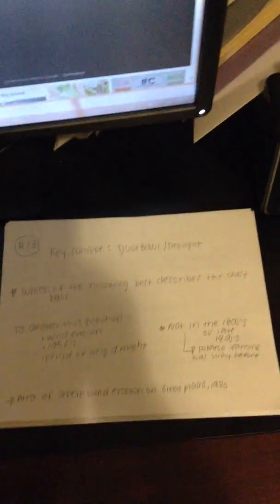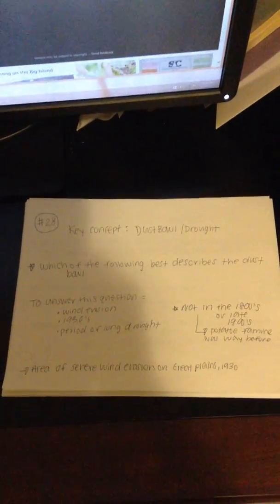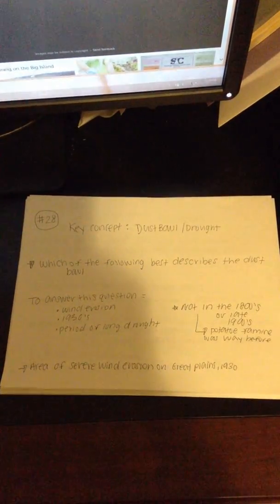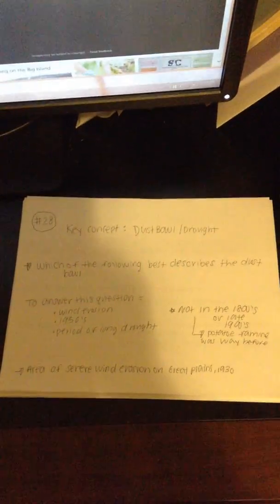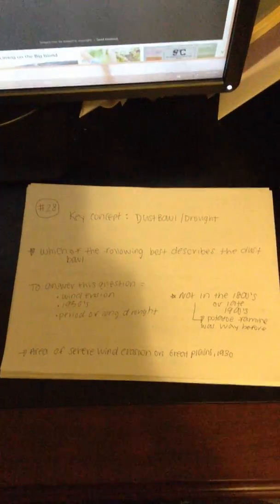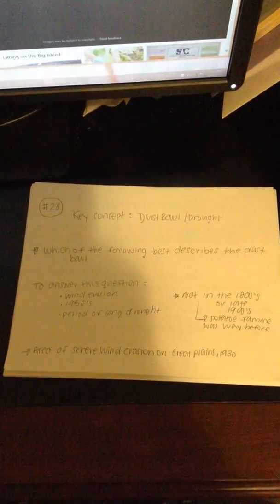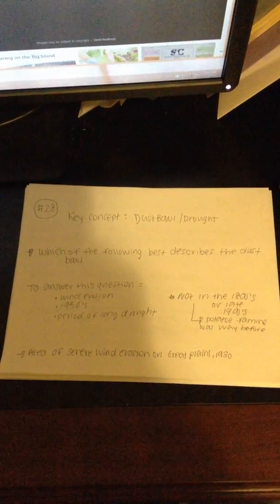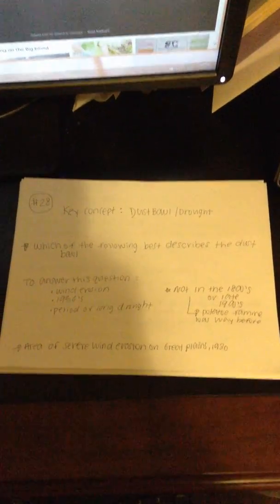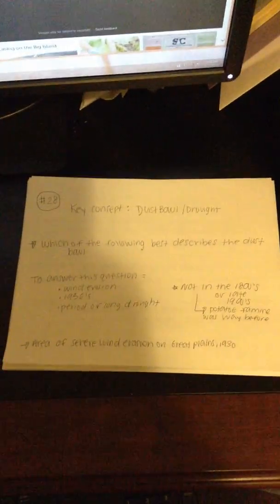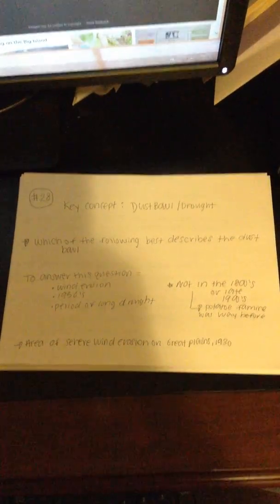Number 28, the key concept was the Dust Bowl and drought. To answer this, you would need to know about the Dust Bowl and where and when it occurred. It occurred in the early 1900s, and it was characterized by wind erosion. I got this question wrong because I thought it was near the potato famine, which is incorrect. So the correct answer was area of severe wind erosion on Great Plains, 1930.